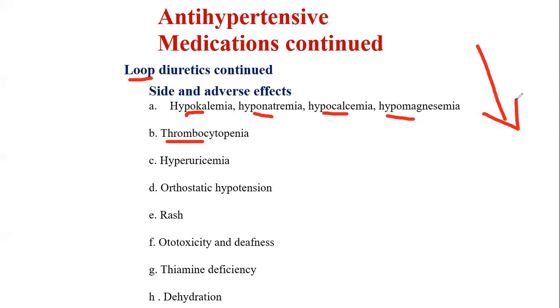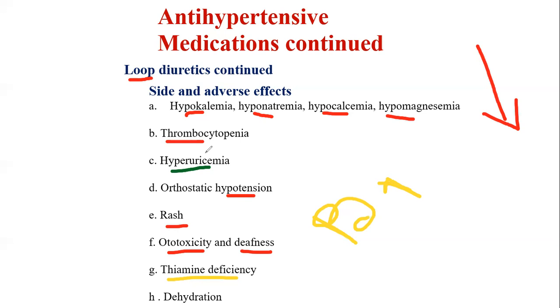If you compare and contrast with thiazide diuretics, they also cause hypotension, hypokalemia, hyponatremia, right? But they cause hyperglycemia, and loop diuretics also cause hyperuricemia and hyperglycemia. They can also cause hypotension. They can cause rash, ototoxicity, and deafness or tinnitus. Loop diuretics can also cause thiamine deficiency. Thiamine means vitamin B1.